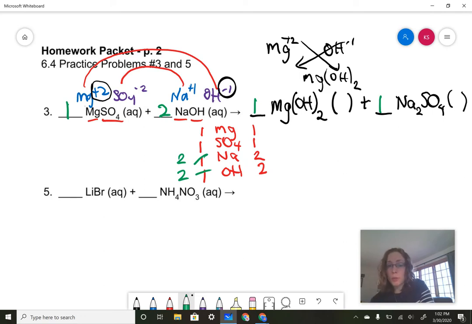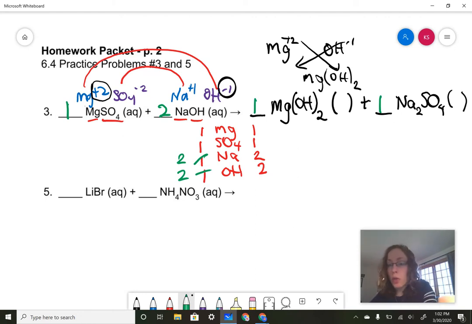So one major mistake that people sometimes make with these double replacement reactions is that they try to balance it and write the chemical equations all at the same time, which usually makes students make mistakes with writing the chemical formulas for the products.